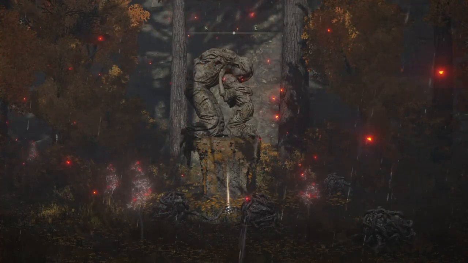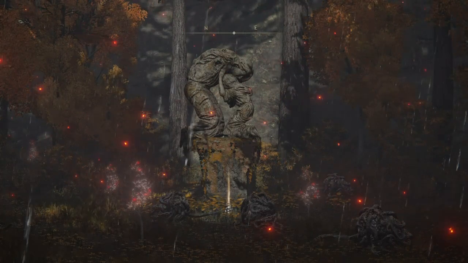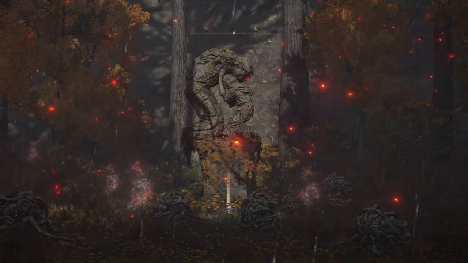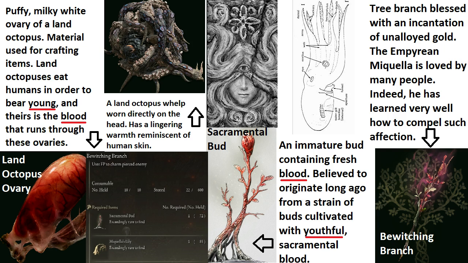Found near the Amber Starlight statue of Mikkela are several land octopi. Mikkela is the octopus, St. Trina his camouflage. Land octopi eat humans in order to bear young, and theirs is the blood that runs through these ovaries. This shows that it requires blood sacrifice in order to create life. Mikkela's influence and blood bewitching abilities allowed him to puppeteer a plan for a grand rebirth to become the One Great, superseding the Greater Will.